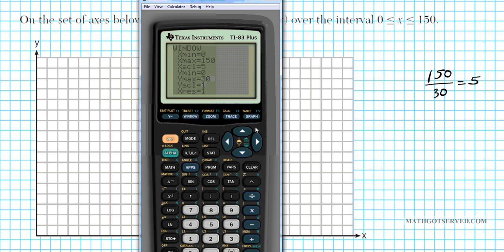Okay, enter. Now let's take a look at what our graph looks like. Graph. Excellent. Notice how nice the graph looks. Okay, so this is what our end result is going to look like, but we are going to have to plot some points here. So what are our points going to look like?